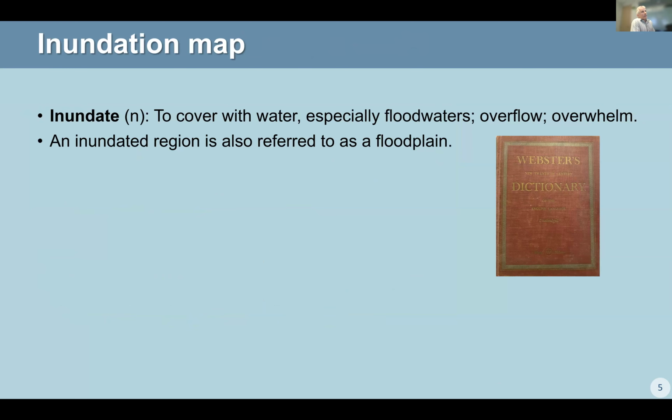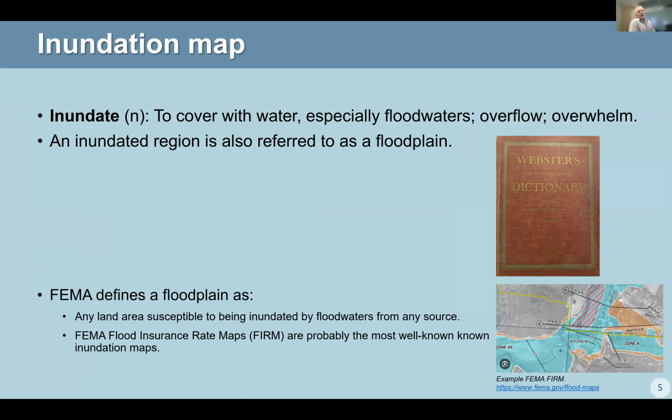So just to quickly describe what we're talking about. Inundation area, also referred to as a floodplain. An inundation area and a floodplain are kind of synonymous. It's basically where the water is flowing. And I want to describe, FEMA actually has a very good definition. It's a regulatory kind of definition, but it's a good definition. It says any land susceptible to being inundated by floodwaters from any source.